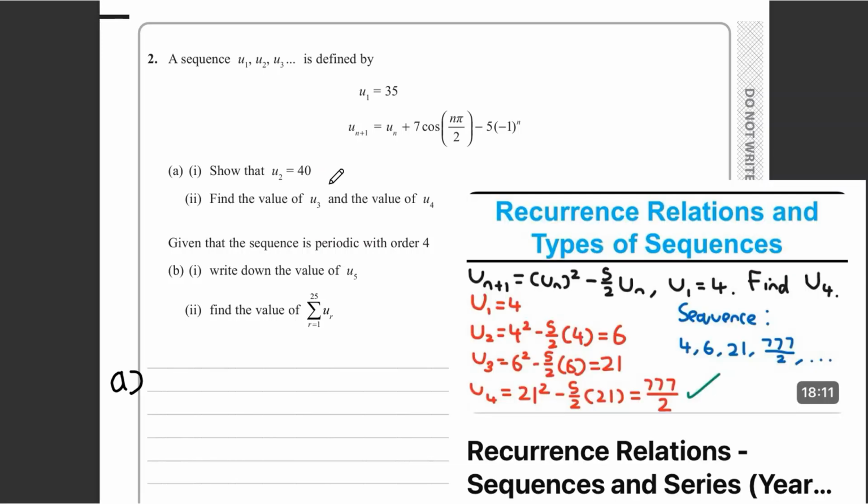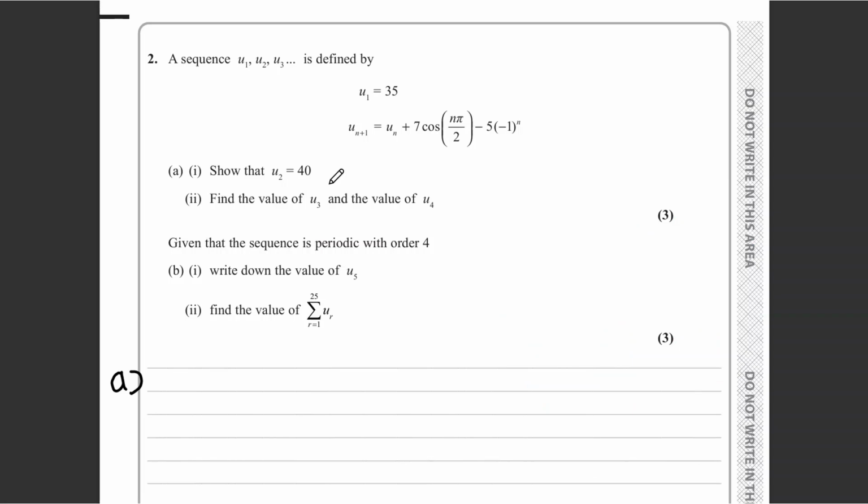So this is a recurrence relations question. So remember, the way that recurrence relations work is the next term in the sequence is defined by the previous term in the sequence. So we're trying to find u2 and we're given u1. So what we're going to do is we're going to sub u1 into this expression here in order to get out u2.